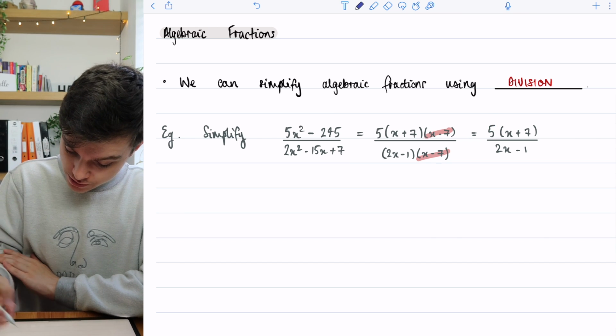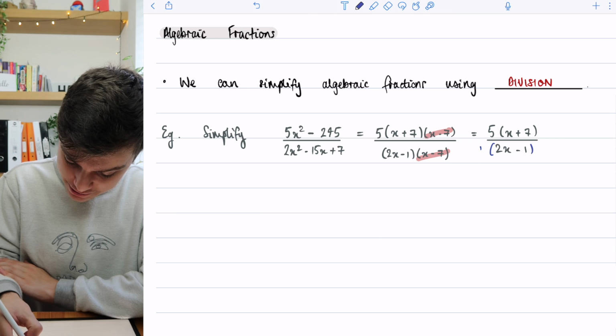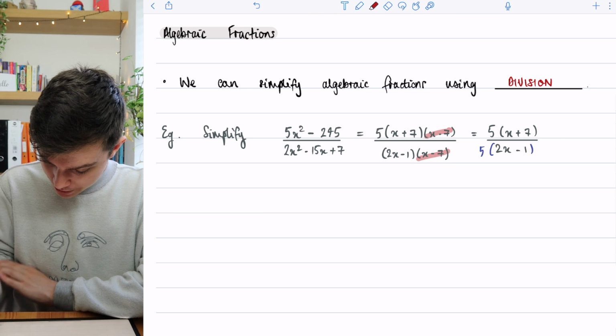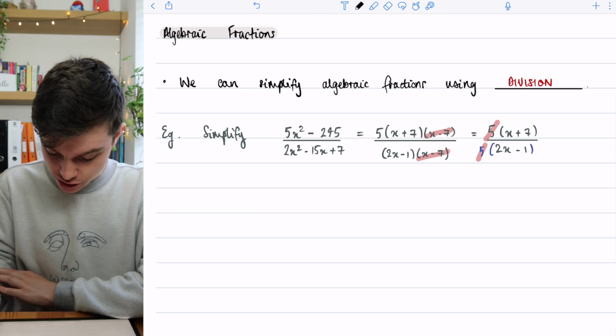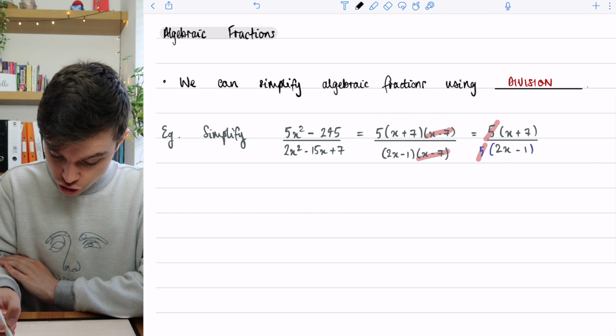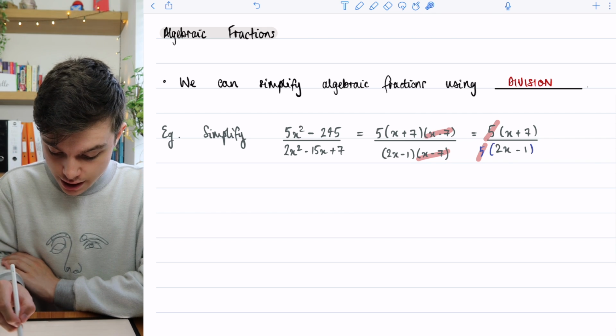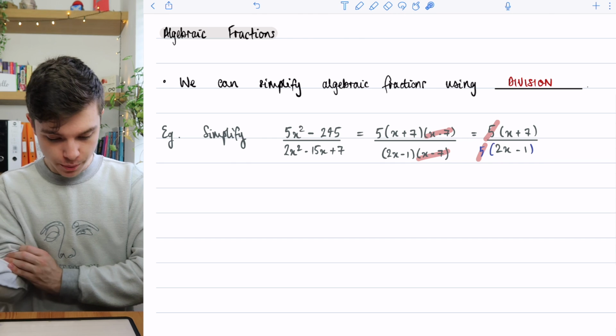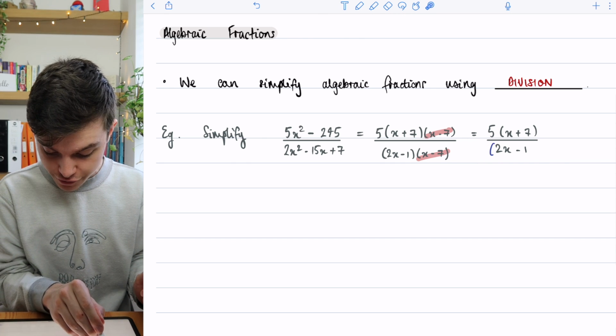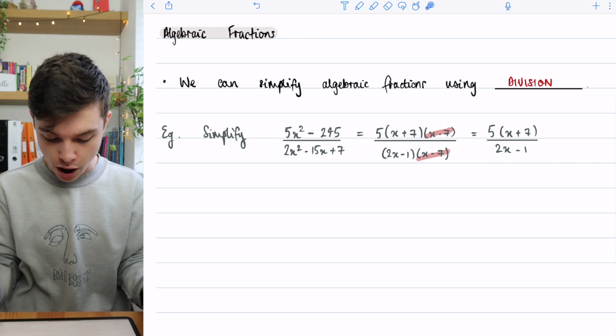If we had this, okay, then we'd be able to cancel those 5's out, okay? Just leaving us with x plus 7 divided by 2x minus 1. But we don't have the 5 on the bottom, so the 5 has to stay on the top.